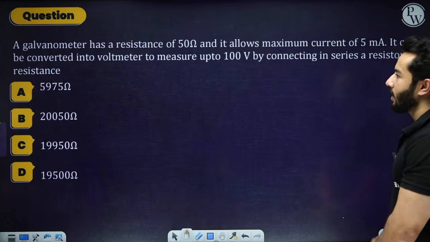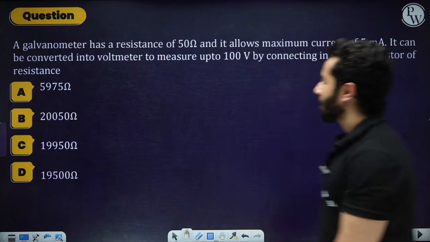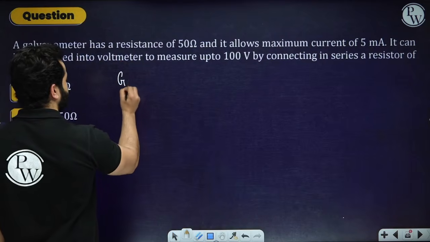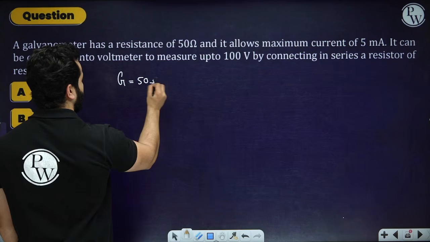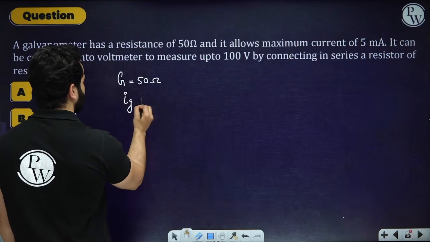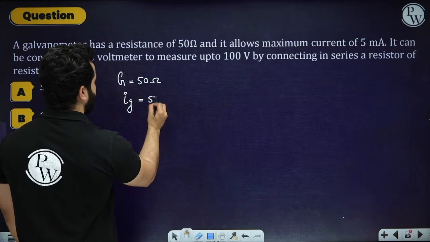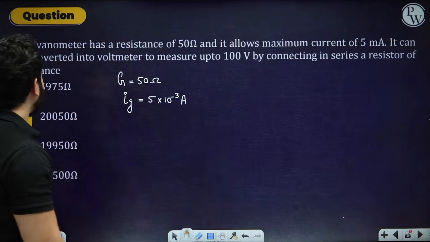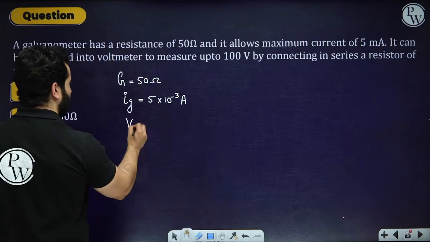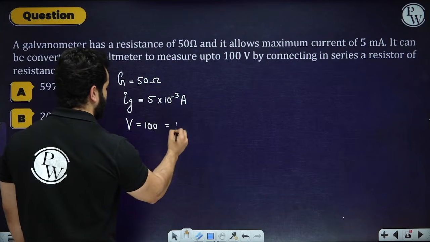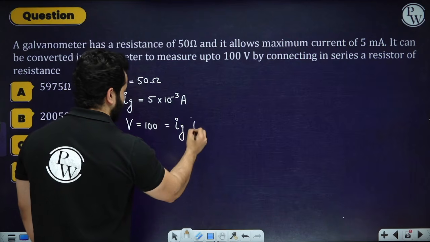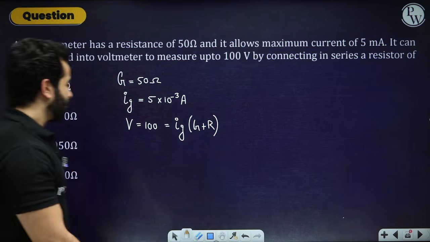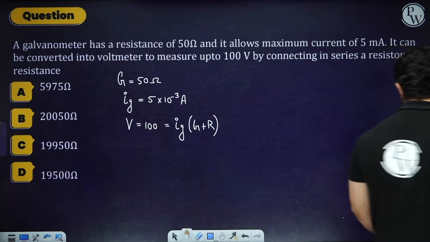Do one question in homework of galvanometer. A galvanometer has a resistance of 50 ohm that allows a maximum current. See, the galvanometer has a resistance of 50 ohm and Ig is 5 milliampere. It can be converted into a voltmeter to measure 100 volts. So 100 volt would be equal to Ig times (G plus R). Very, very easy here. Just find it out.